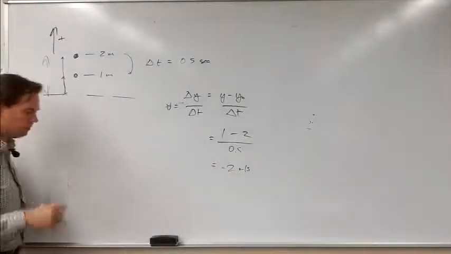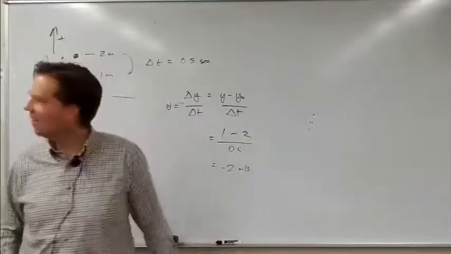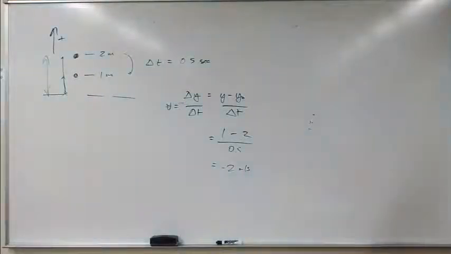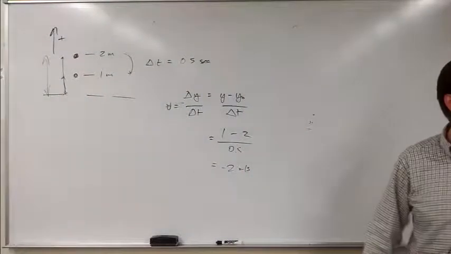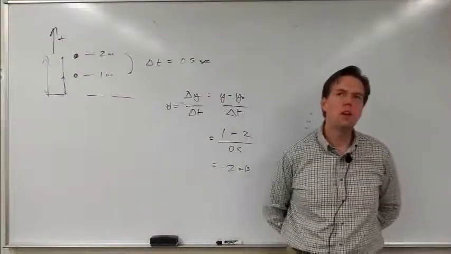Right. So there you go. So would you say that the velocity was -2 meters per second towards the ground? That's a good question. The way you would.